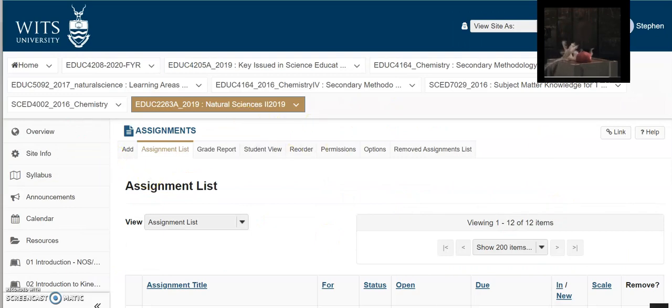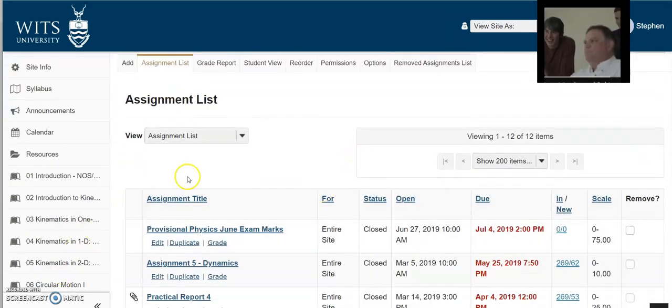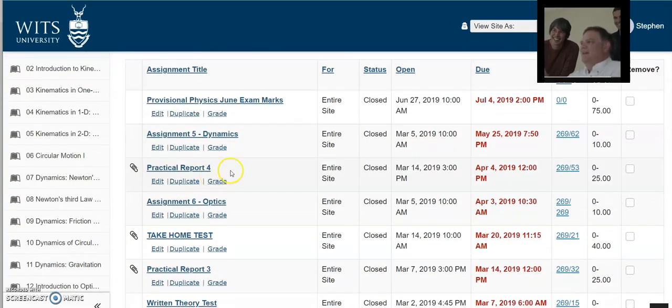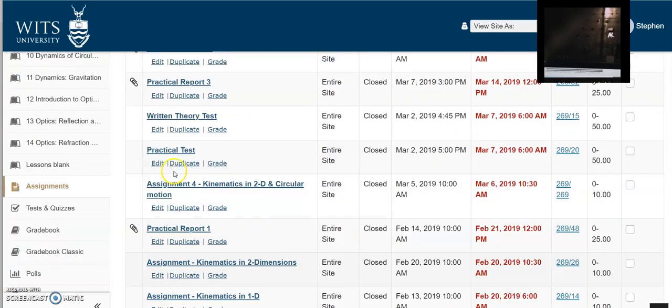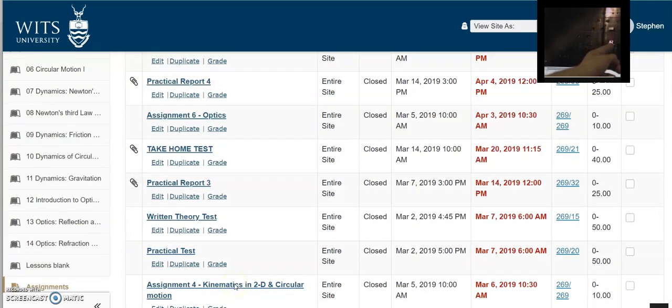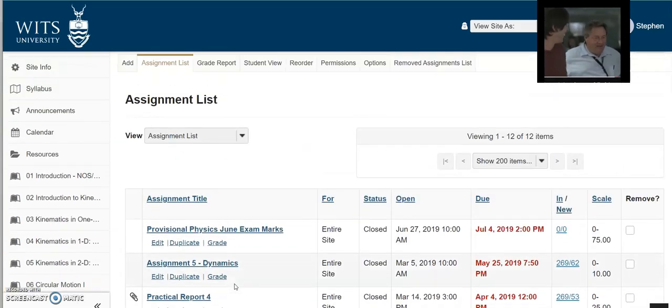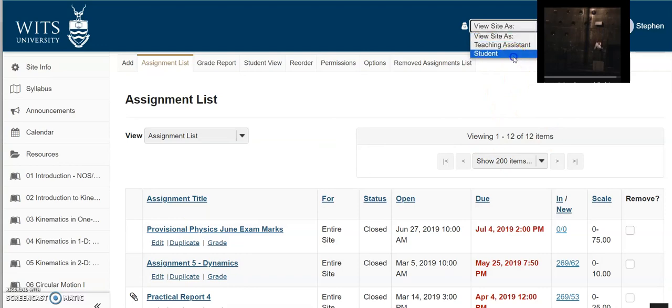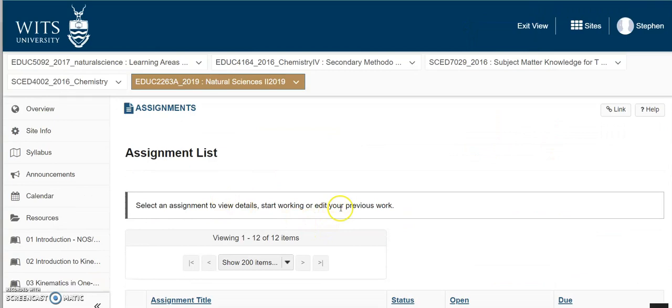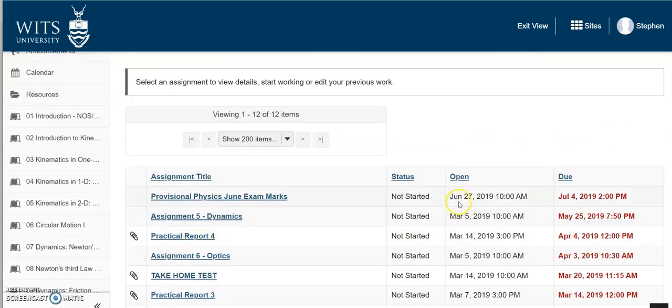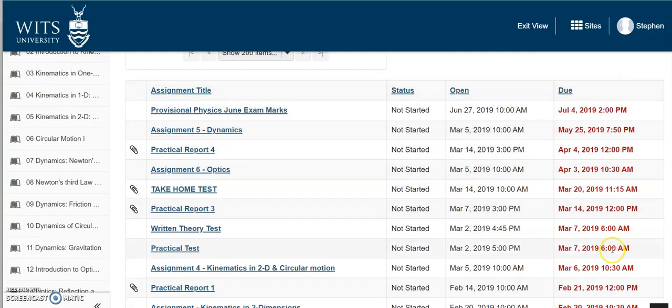Now, here's the assignment, or how assignments worked on Sakai. Students had access to this assignments list, and the assignments included the practical reports, a take-home test, and then I gave them short assignments taking questions from the matric paper so that they could learn to problem solve with each tutorial. So that was the list of the assignments. The students had access to this.